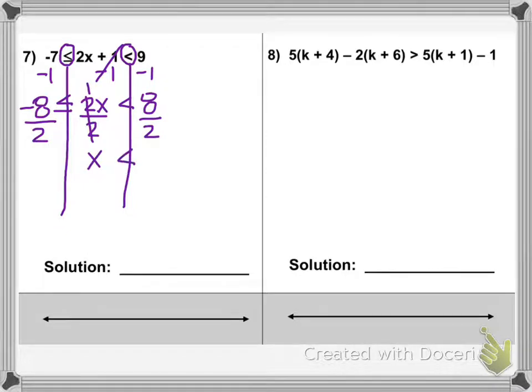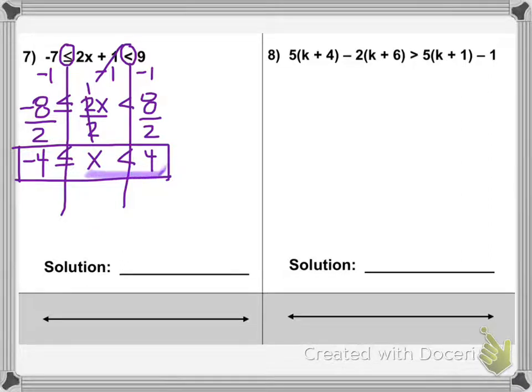Bring down your less than and your less than or equals. On the left side, negative 8 divided by 2 is negative 4. On the right, 8 divided by 2 is 4. So our solution is this. Now what does that mean? It means two things. There's two parts to it.